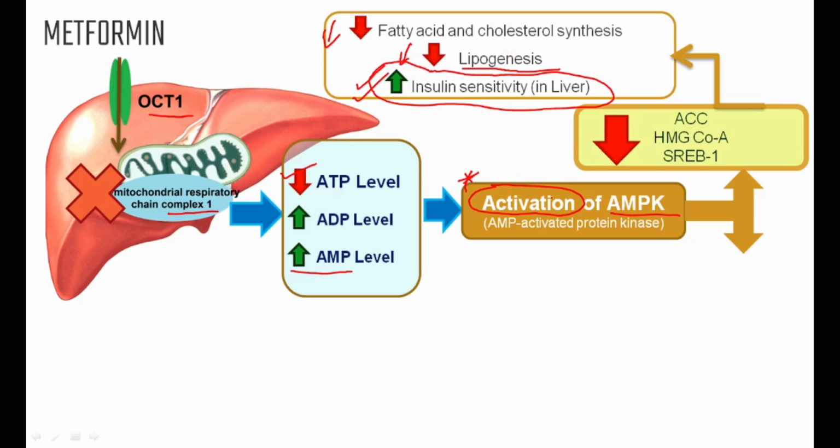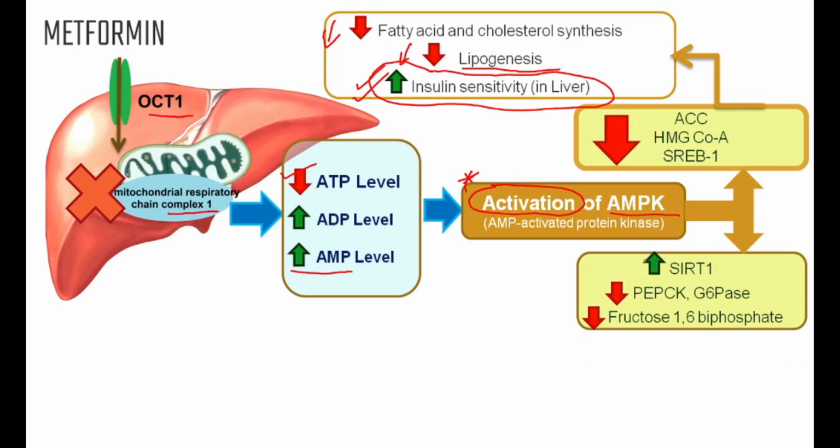synthesis. Now activation of AMPK is also responsible for the increasing of the SIRT1. Now SIRT1 protein is encoded by the SIRT1 gene, and this mechanism is very important to maintain the glucose homeostasis. Then it is responsible for the activation of AMPK, and also responsible for the decrease of the phosphoenolpyruvate carboxykinase, PEPCK, and glucose 6 phosphatase.